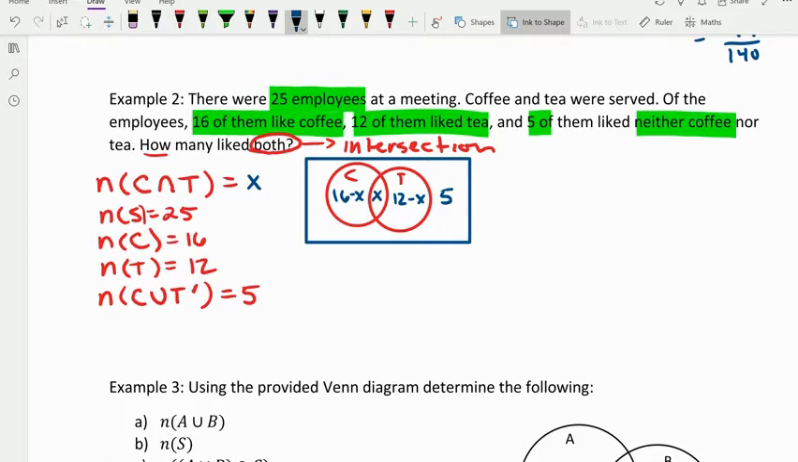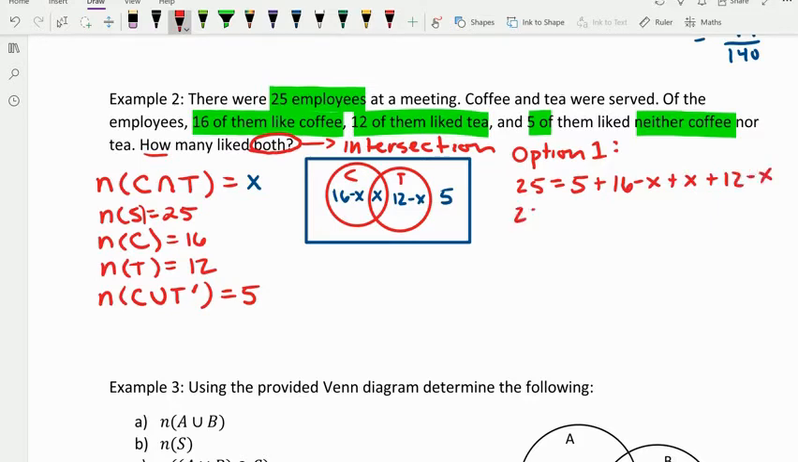Option number 1 solution is to create a little equation based on the diagram that we have. We know that all of these items within this Venn diagram total 25. So what we can say is 25 is the total of the 5 on the outside plus the 16 minus X plus the X plus the 12 minus X.